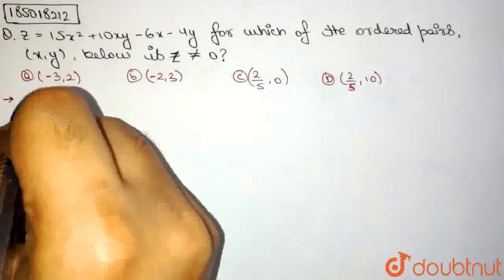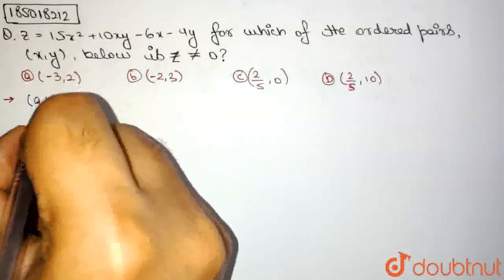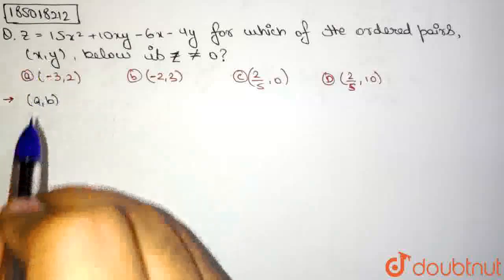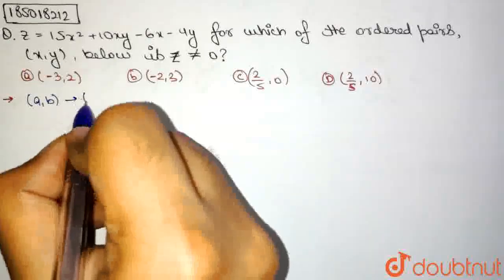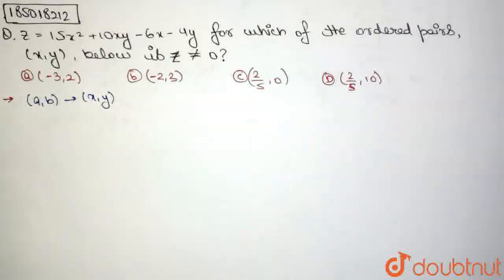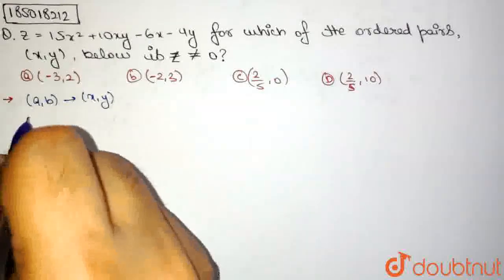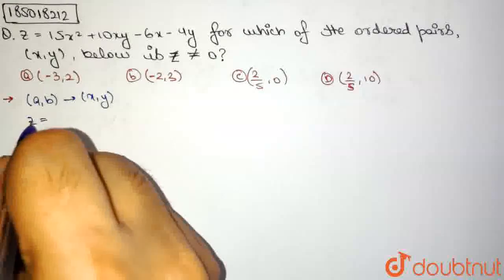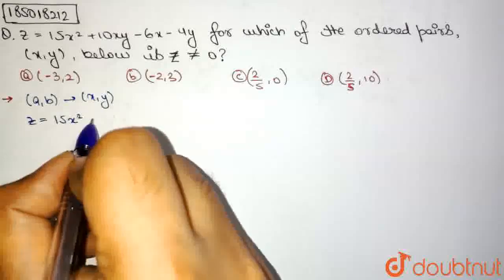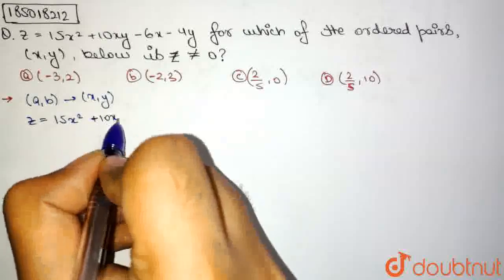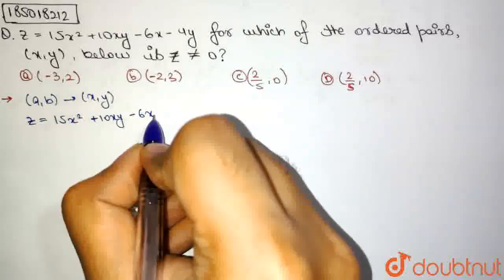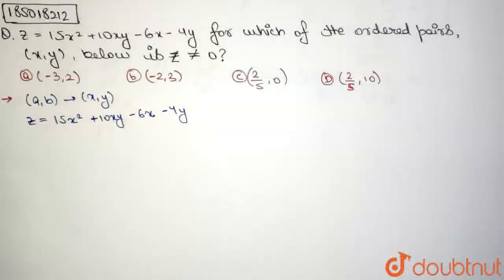Here we have been given that if a pair a comma b is given to us, it is of the form x comma y, right? We know that. So this is nothing but x comma y, where a corresponds to x and b corresponds to y. Now the expression which has been given to us is z is equal to 15x square plus 10xy minus 6x minus 4y, right?